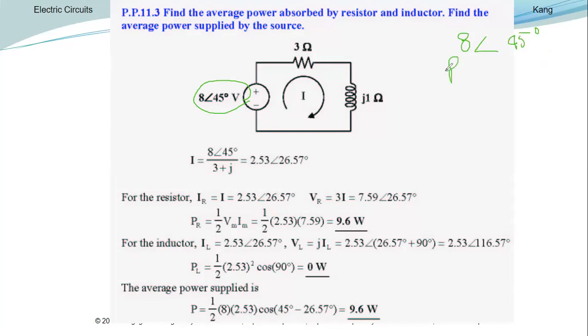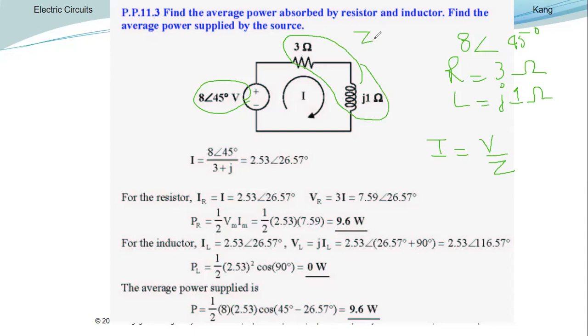Then there's a resistor with a value of 3 ohm. Then there's an inductor L with a value equal to j1 ohm. So my I value will be equal to V upon Z. So how to find the value of Z? Z for this circuit will be equal to 3 plus 1j.